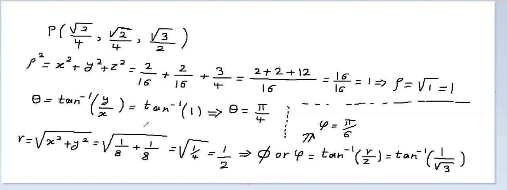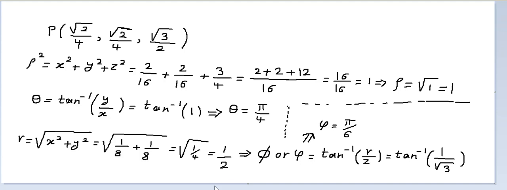Now we want to find phi. Remember this phi might be written like this or like this. Phi might be denoted by this symbol or this symbol. If you are comfortable, you can use this or you can use this. So this is phi.